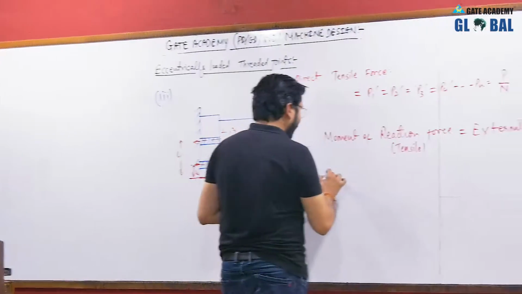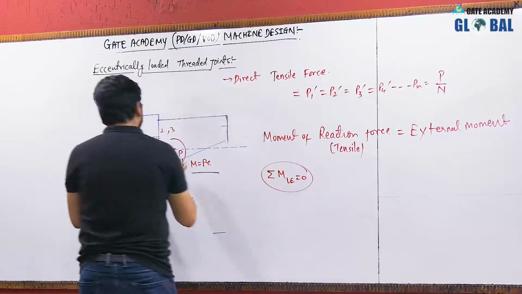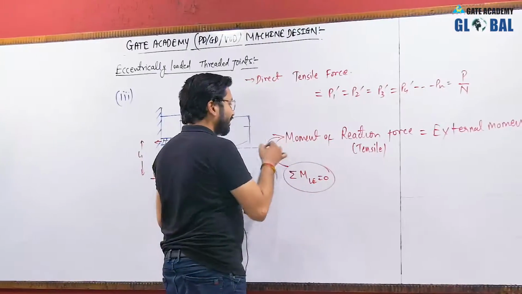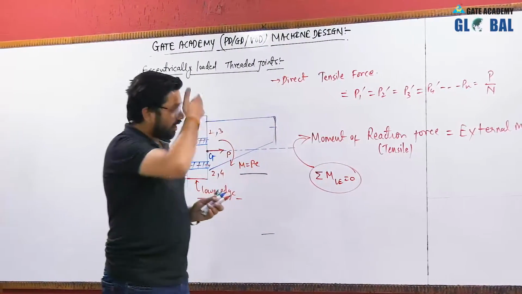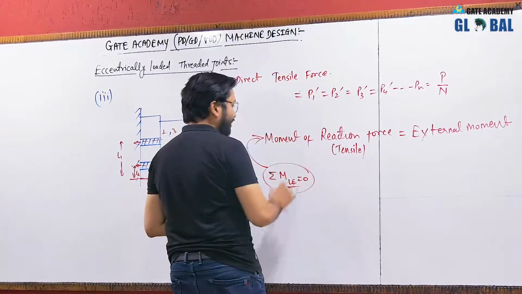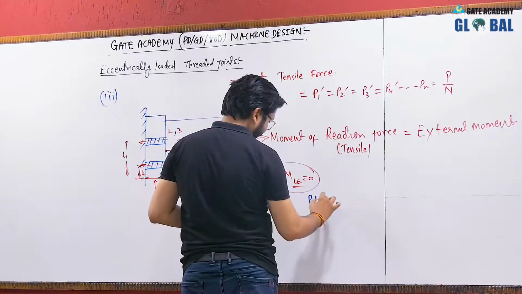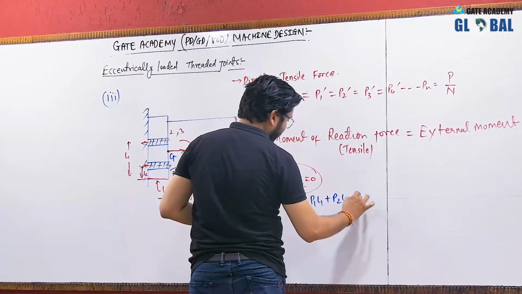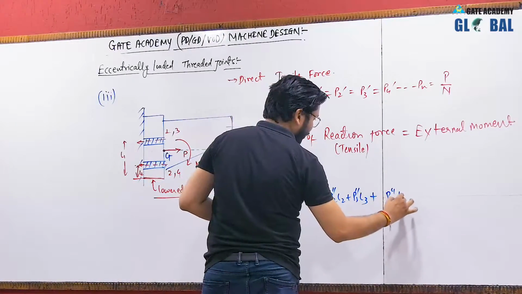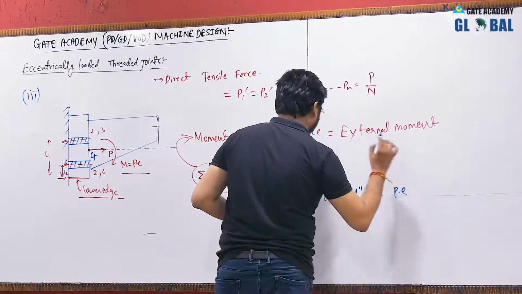So basically what will we do, we will do the summation of moment about the lower edge equal to 0, okay, and about the lower edge, this is the moment, okay. So we will only consider the sense of rotation, and from this we will be having the equation, that is moment of resisting force, okay, will be equal to the external moment about the lower edge. LE means the lower edge, okay. So from here we can write P1'' into L1, plus P2'' into L2, plus P3'' into L3, plus P4'' into L4, and so on up to Pn'' into Ln is equal to P into E, okay.